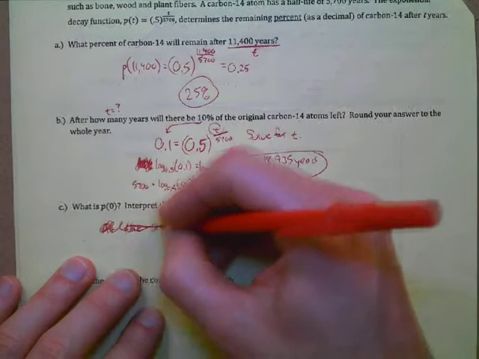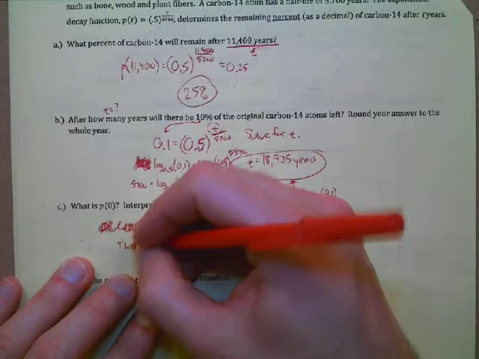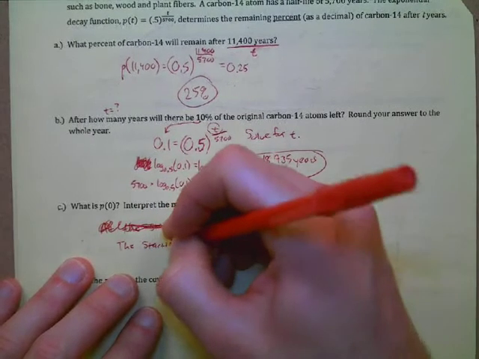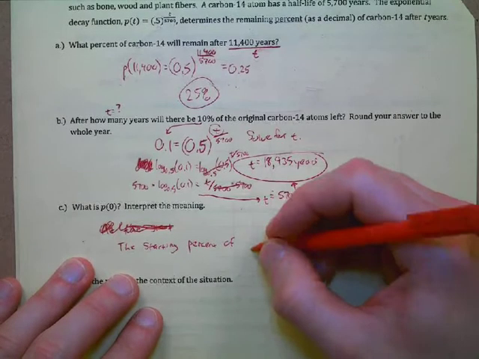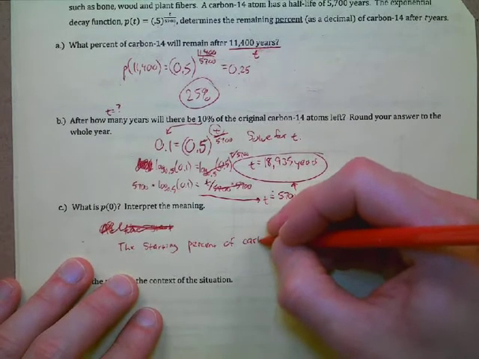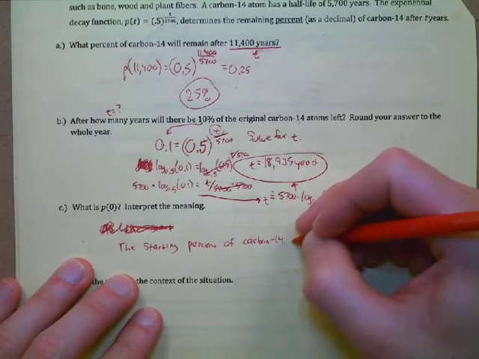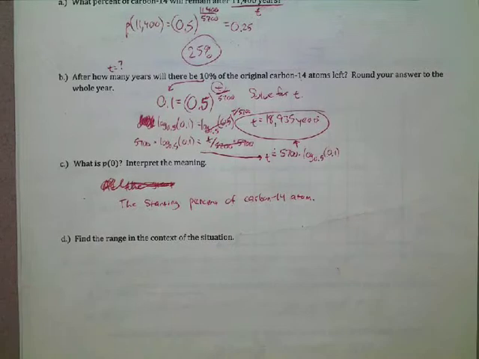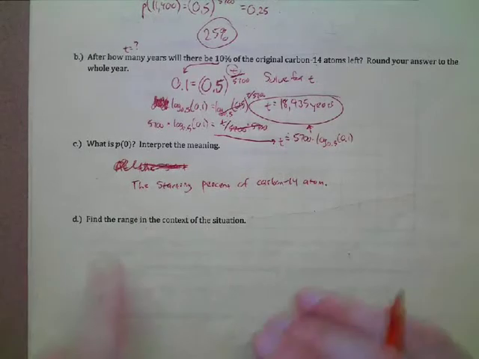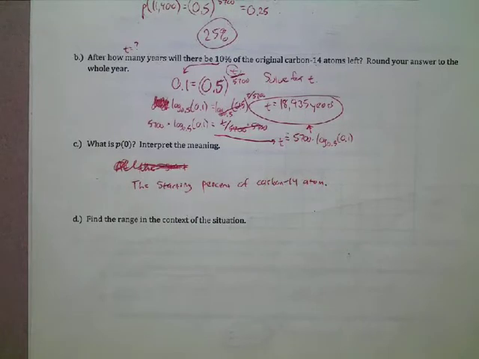We'll say something like the starting percent of carbon 14 atom. Now, it says to find the range in the context of the situation. This one's not that bad if we just think about it, right? What's the range for a percentage? What's the highest percentage that we're going to talk about here?